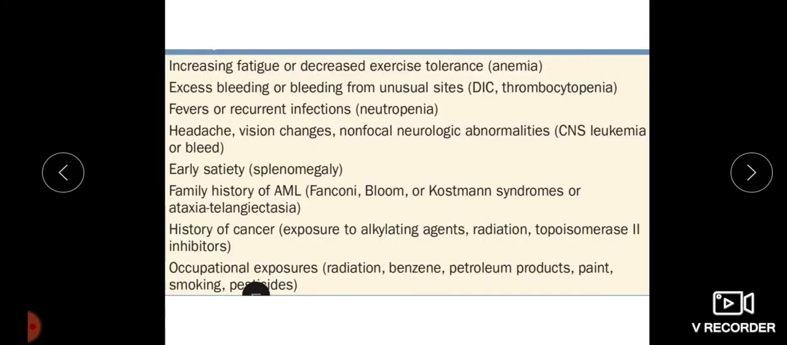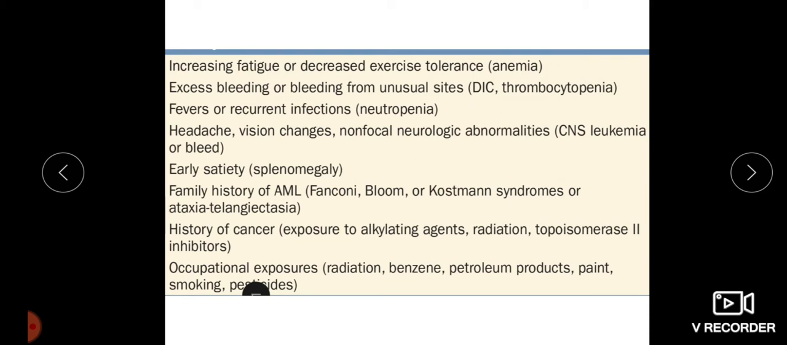Risk factors are history of cancer, exposure to alkylating agents, radiation, topoisomerase 2 inhibitors, occupational exposure such as radiation, benzene, petroleum products, paint, smoking, pesticides, and family history of AML, Fanconi's, Bloom or Kostmann syndromes, or ataxia telangiectasia.